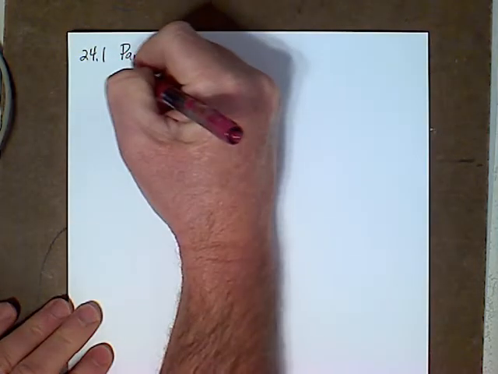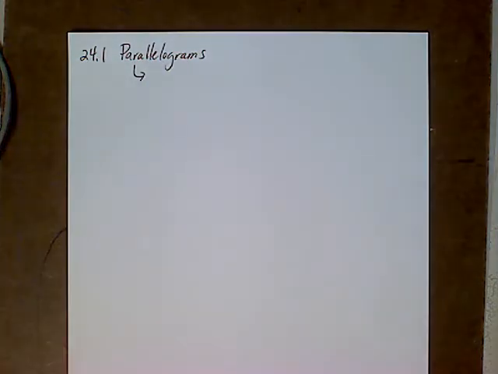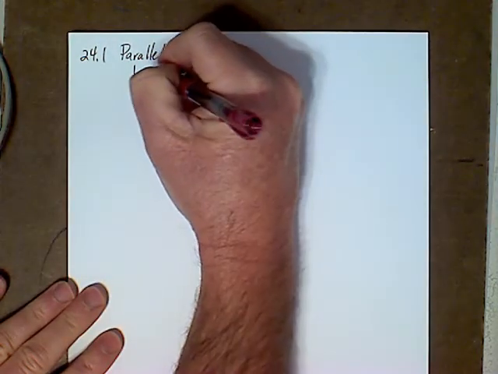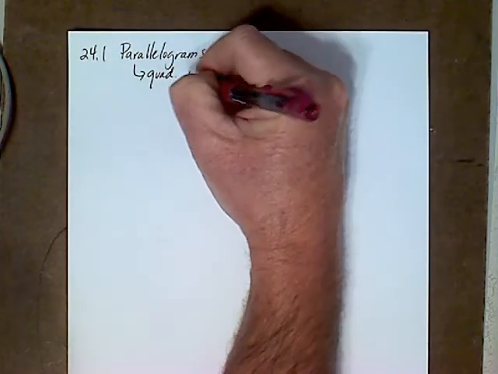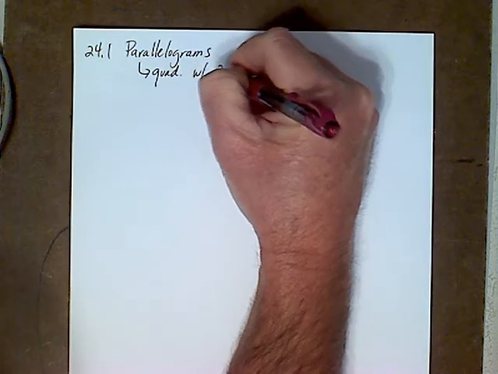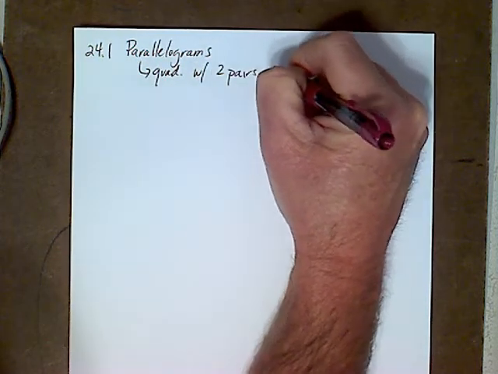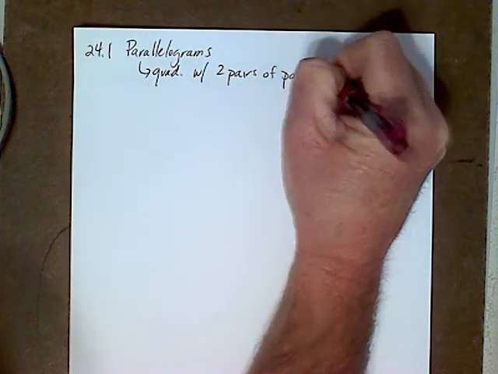So, what is a parallelogram? First off, it's a quadrilateral, and we know what a quadrilateral is. That's a four-sided shape. It's a quadrilateral with two pairs of parallel sides.